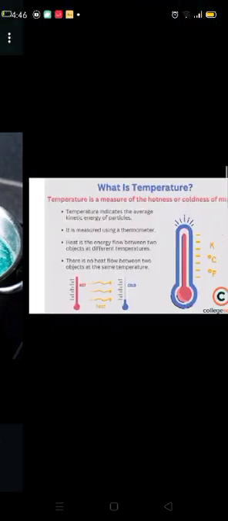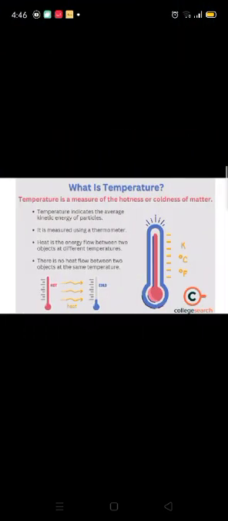So now, what is temperature? We discuss the temperature. Temperature is the measurement of how hot or cold a body is, meaning it is the measurement of the hotness or the coldness of any matter. And scientifically we define temperature as follows: temperature indicates the average kinetic energy of particles, or we say the temperature of a body is a measure of the average kinetic energy of its particles.